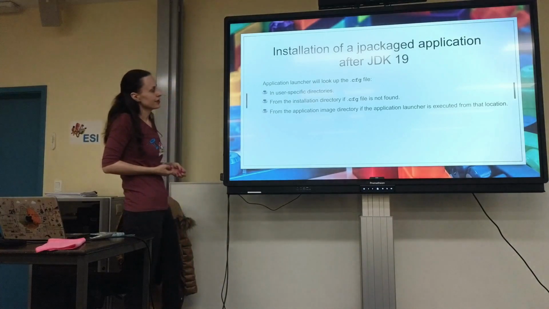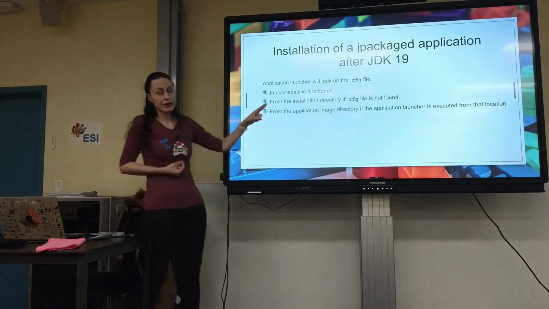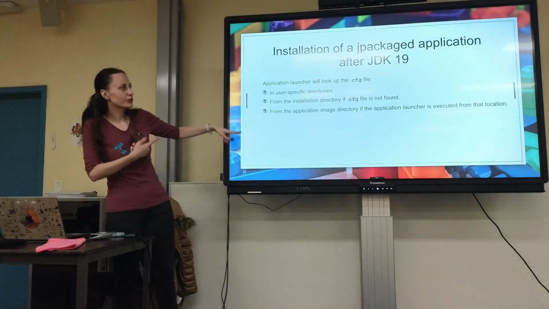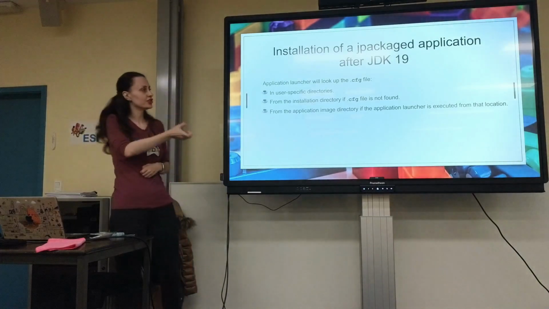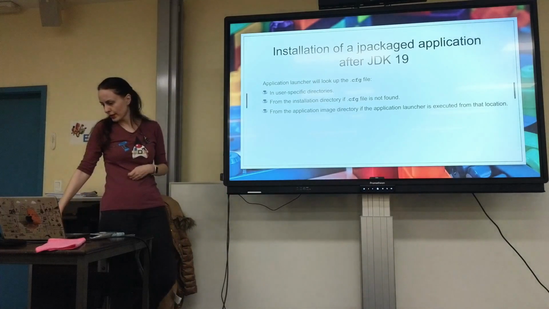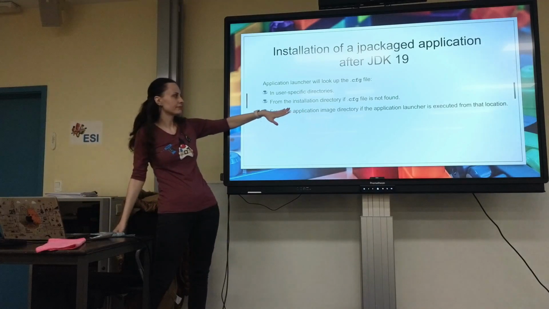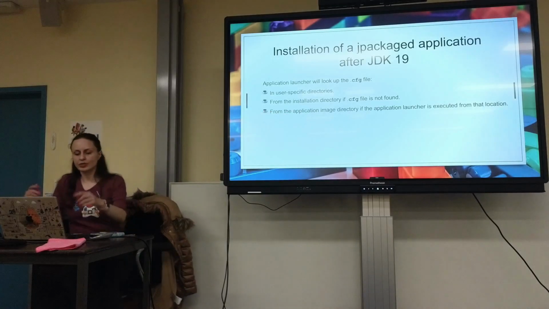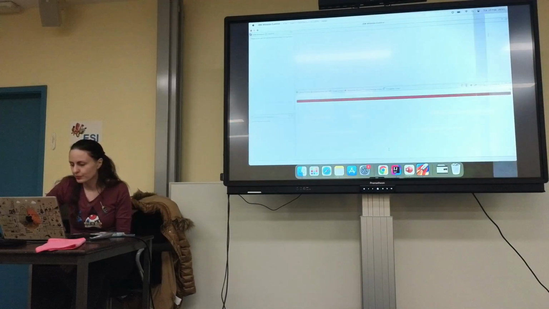Now, if you are running the application from the application image directory, like I showed you earlier, macOS is going to look for the application launcher executed from that location. So this .cfg that is closer to it in the demo app. So that's the third. So this one became the third option that used to be before. Let me show you how that looks like for a simple jar.